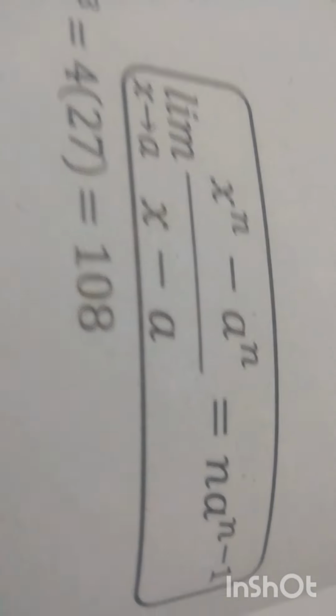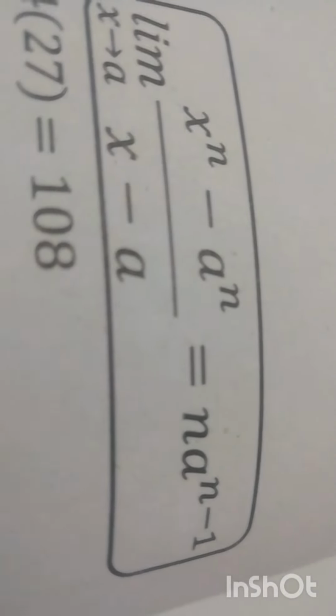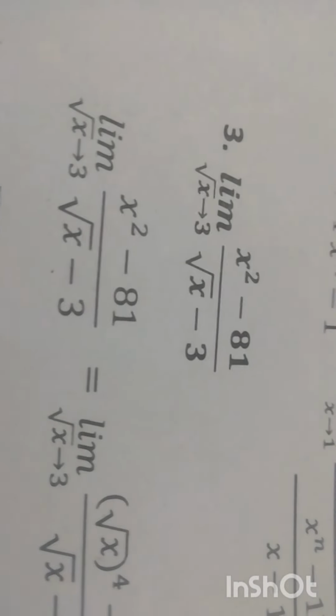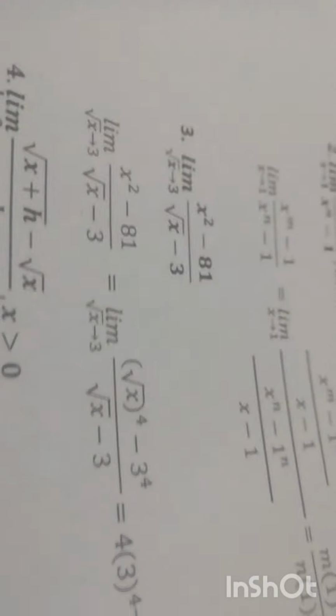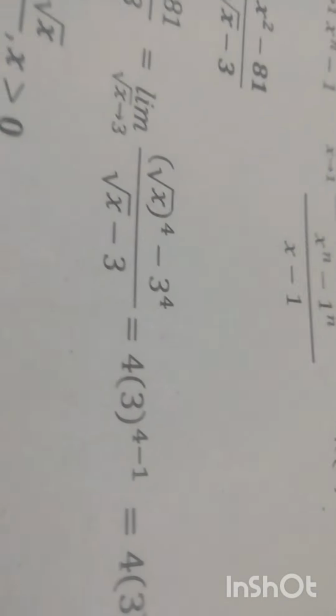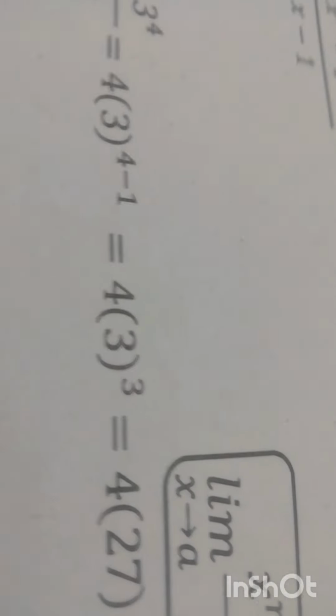This is also of the form x power n minus a power n divided by x minus a, limit x tends to a. See, step by step. Okay, can you understand or not? Very easily you can understand. This is a very, very important form. In higher studies also we get this form.